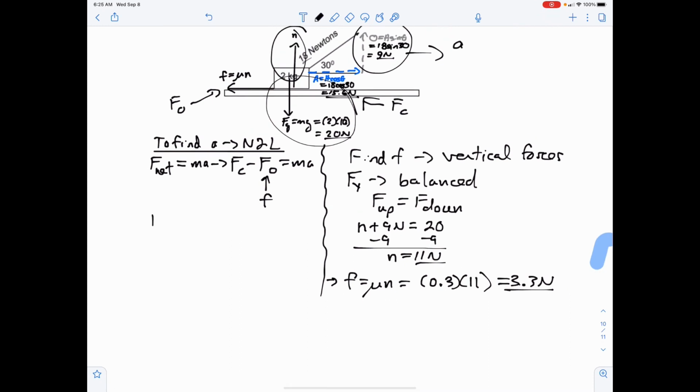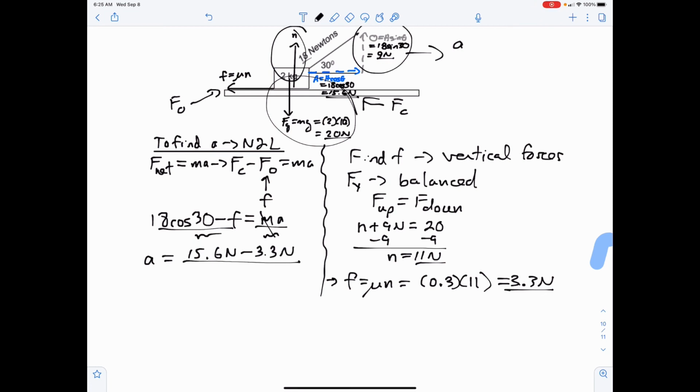We have 18 cosine 30 minus friction equals ma. Divide by m, and we have 15.6 newtons minus the 3.3 newtons divided by our 2 kilogram mass, and we get about 6.2 meters per second squared.